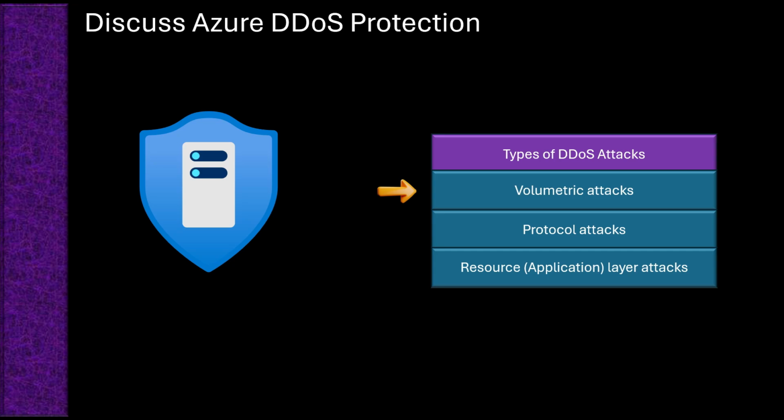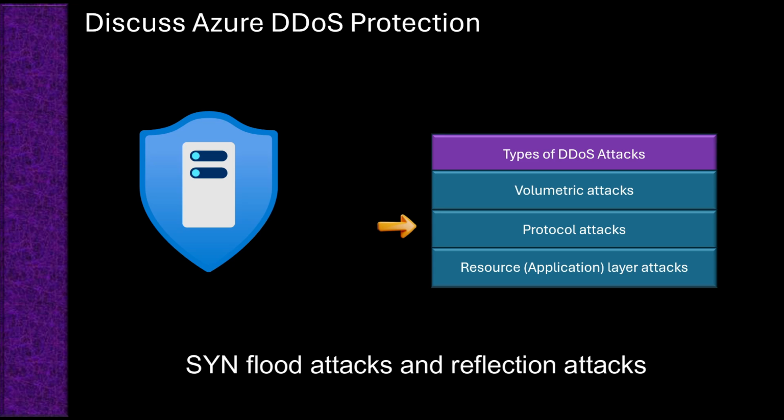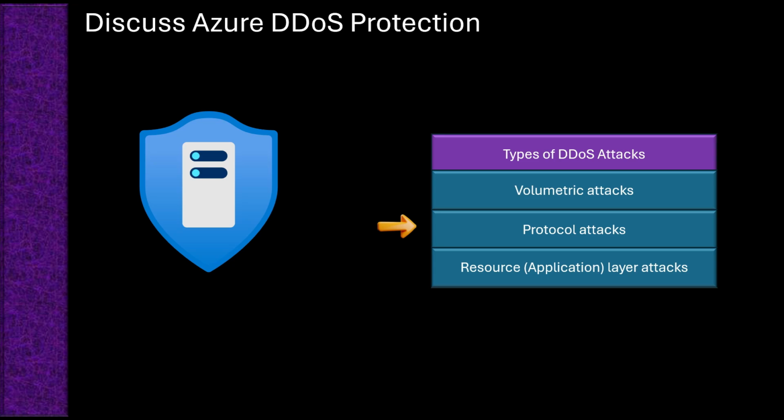and ensures traffic continues to flow to legitimate users. Protocol attacks exploit weaknesses in network protocols at Layer 3 and Layer 4 and can make targeted resources unreachable. Typical examples are SYN flood attacks and reflection attacks. Azure DDoS protection identifies and blocks these attacks by distinguishing malicious traffic from legitimate requests and interacting directly with clients to ensure only genuine traffic is allowed through.